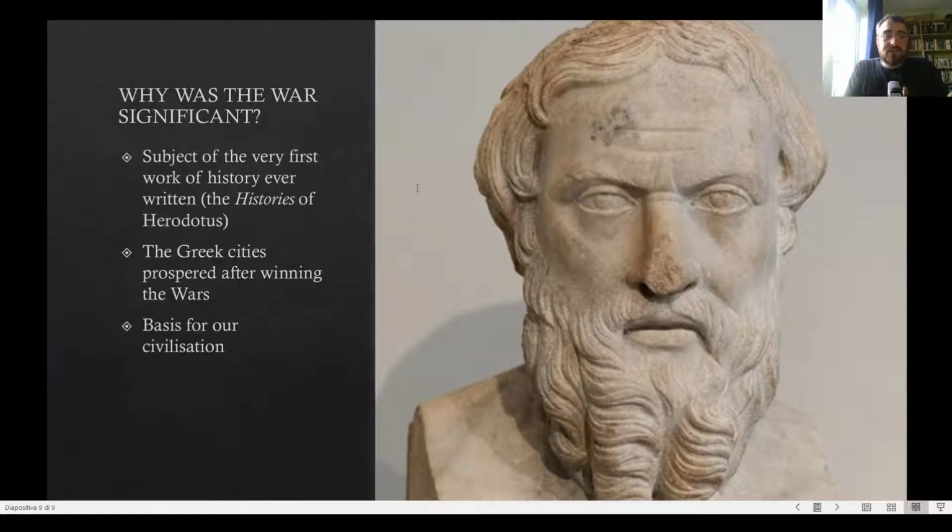Also, due to the victory in the Persian Wars, the Greek city-states began a period of prosperity that allowed them to invent things like philosophy, politics, and classical art. All these elements, think of the idea of democracy, monarchy, republic, and so on, most of them, except for republic, which is Roman, all come from the way the Greeks thought about how to rule a city. All these elements are the very basis of our own civilization.